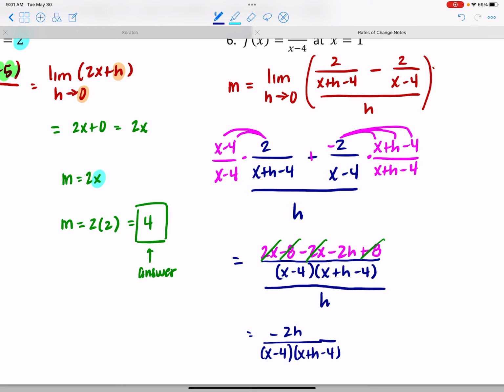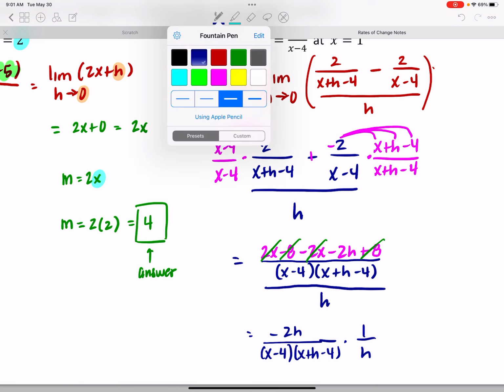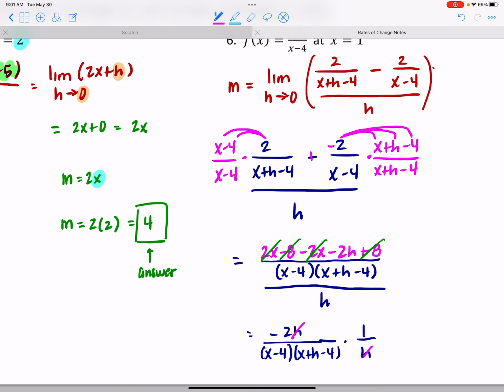Now if that's being divided by h over 1, then we can multiply by 1 over h, and then again reduce. We've got a common factor of h, that goes away, and so our difference quotient ends up being negative 2 over x minus 4 and x plus h minus 4. So that's our difference quotient, okay?